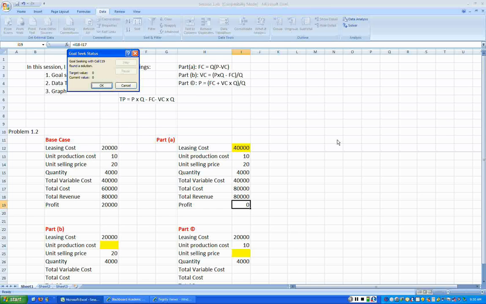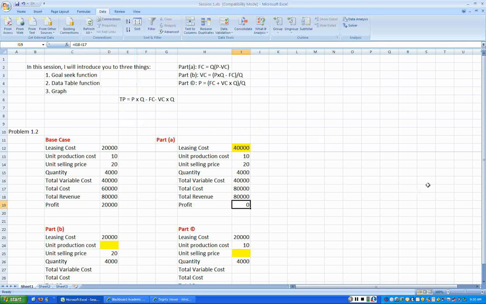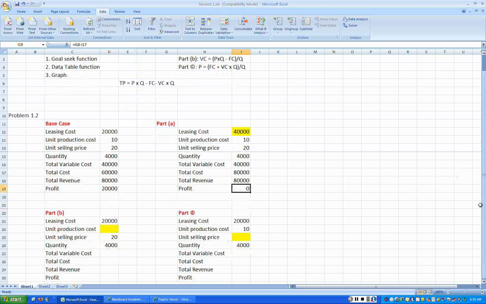So before it becomes not profitable at all, the leasing cost has to be 40,000. If it is more than that, then this operation is not profitable at all. Okay, that's how you solve that one.